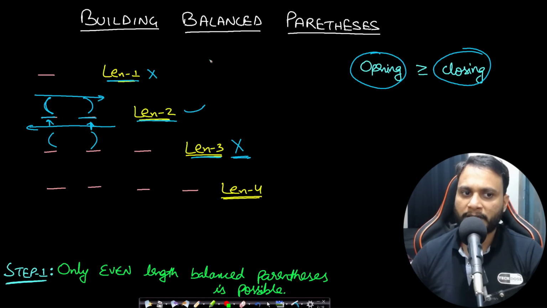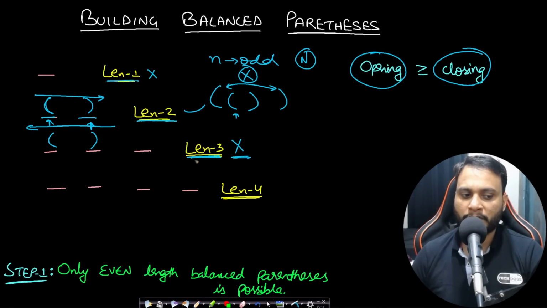And you can conclude that if n is an odd value, then a balanced parenthesis will never be possible, because in order to balance an opening bracket, you need a closing bracket, and in order to balance a closing bracket, you need another opening bracket. So the brackets in a balanced string will always exist in pairs. So whatever the value of n, it will always be even, right? So an odd length balanced parenthesis is not possible.